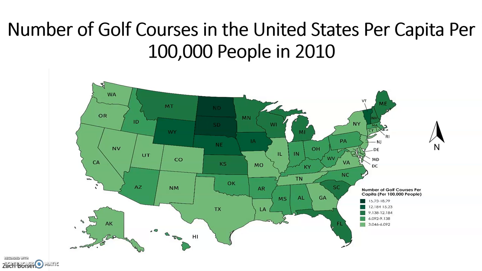in a given area. As shown on the map, North and South Dakota have the highest golf courses per capita per 100,000 people, which means that for every 100,000 people, there are 15.23 to 18.29 golf courses available to the public, as shown by the map legend on the bottom right here.